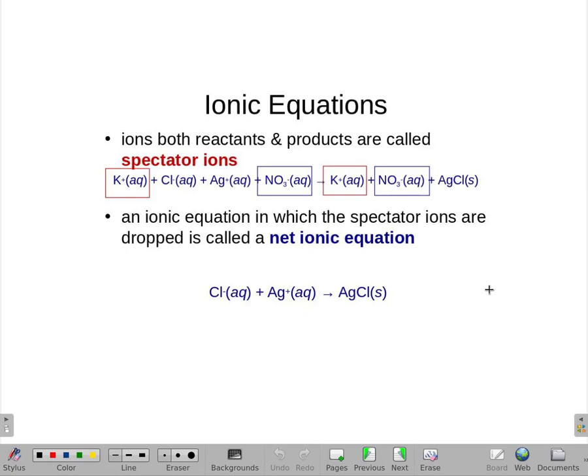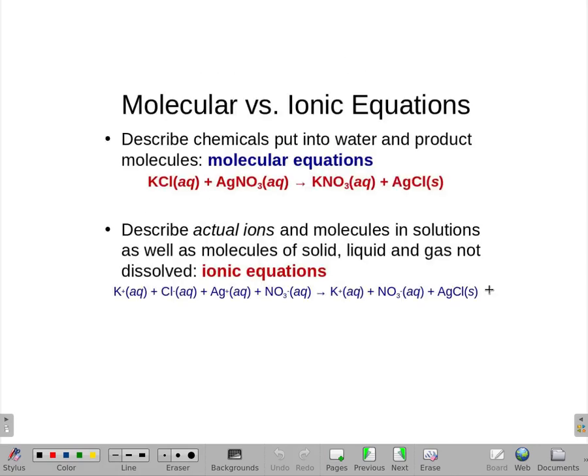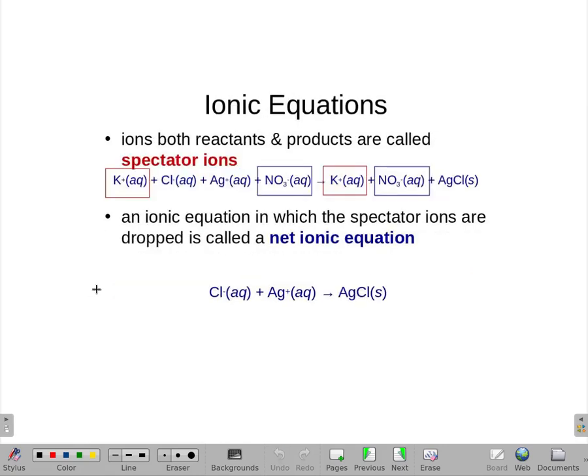So we have that basic precipitation equation rewritten. We could write it as a molecular equation, which is the top one right there, which is the most common way of writing it. Ionic equations show everything separated, more like how it really is. And then the net ionic equation shows you just the reaction that occurred. The chlorine ions and silver ions reacted to make silver chloride.